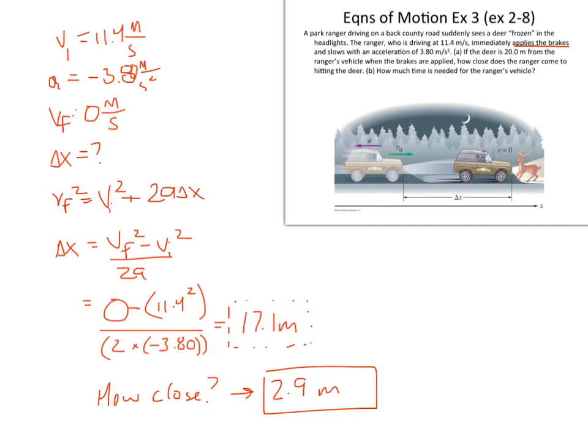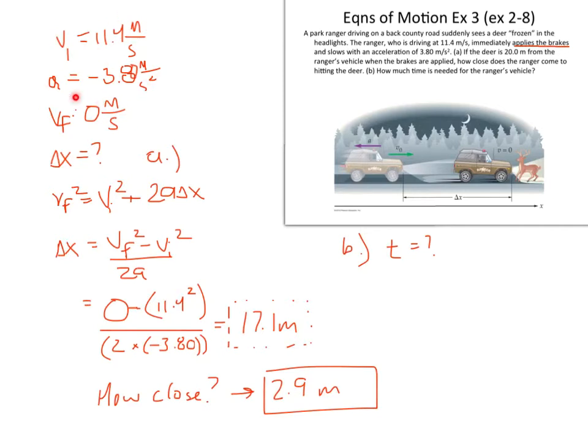All right, part B. That was all part A. Part B is how long does it take? That's all that it's saying. How much time is needed for the ranger's vehicle to come to a stop? All right, so t is what we're solving for right here. And we're going to go back, and we don't need to rewrite all of our knowns because we already have them written down. Initial velocity here, acceleration, final velocity.